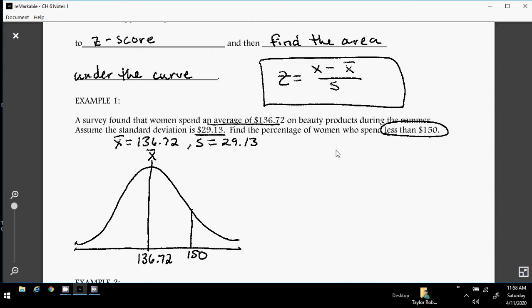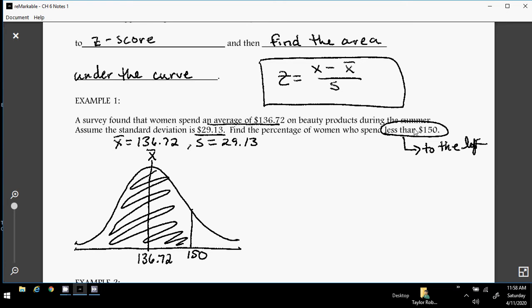And then right here it says less than 150. That should tell us which way we need to shade. Numbers that are less than are to the left. So less than is to the left, and I'm going to shade to the left of 150. What I really want to know is what is this percentage over here that is shaded? How could I find it?